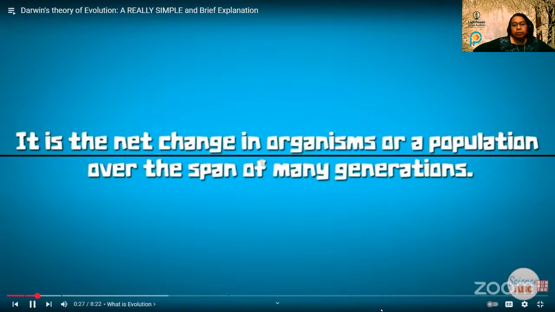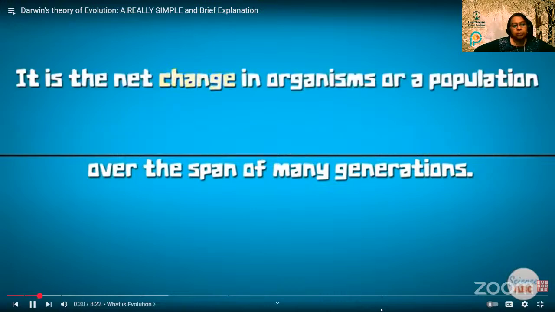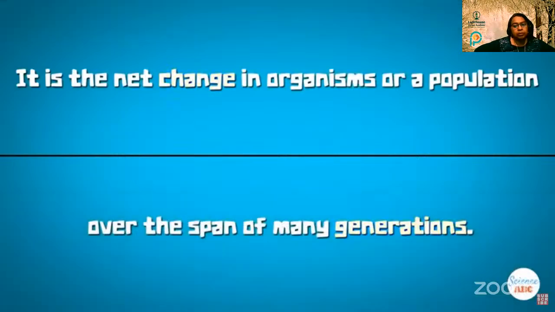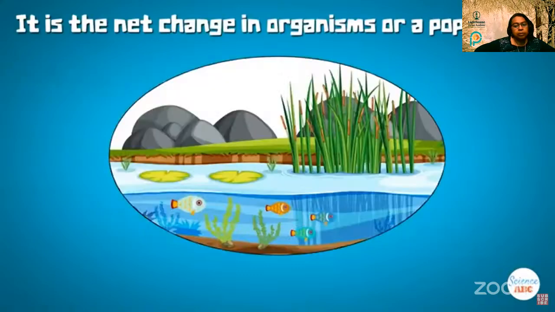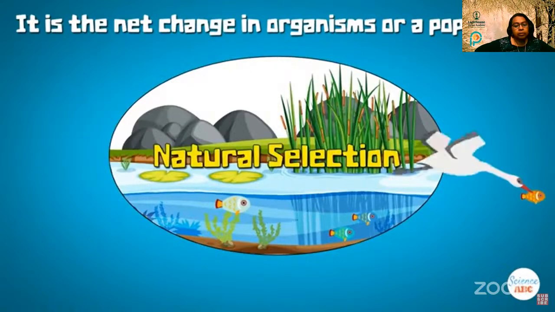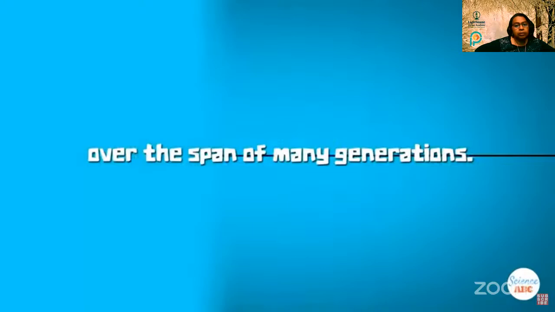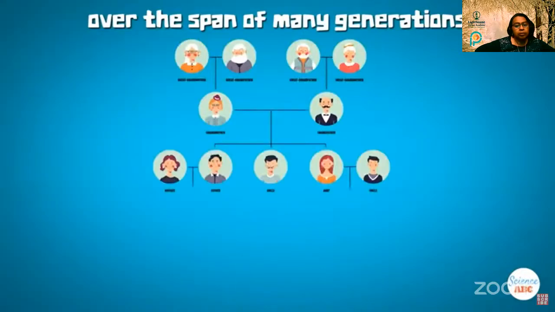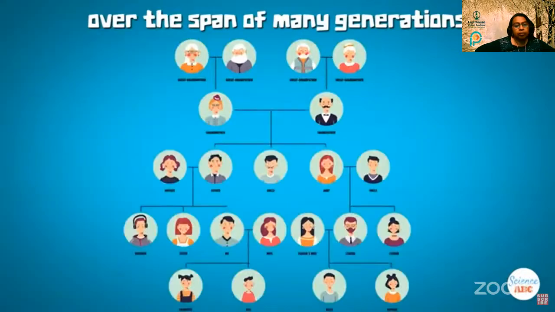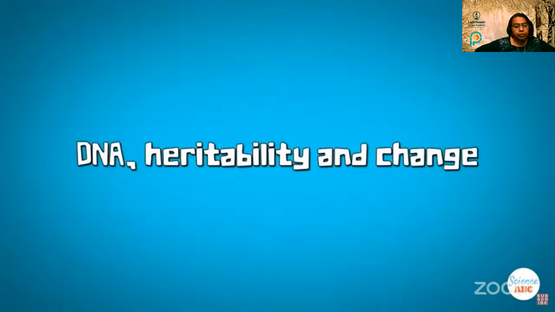The net change in organisms or a population, and one that occurs over the span of many generations. The first part reveals what and where these changes happen: the mechanisms of evolution, like natural selection. The second part tells us two things: the time it takes for organisms to change, and, less obviously, that the process involves reproduction. DNA, heritability, and change.